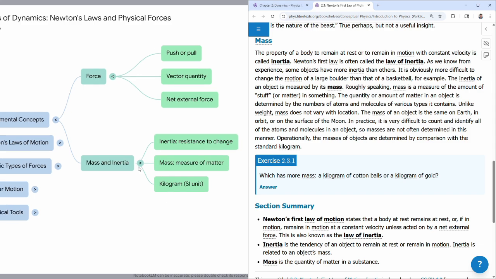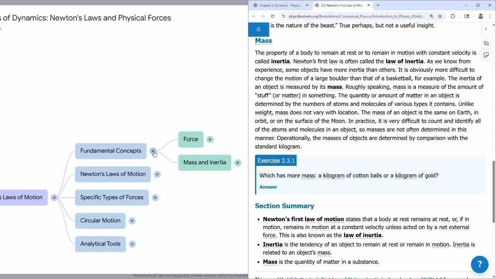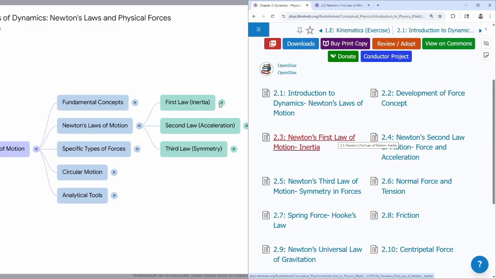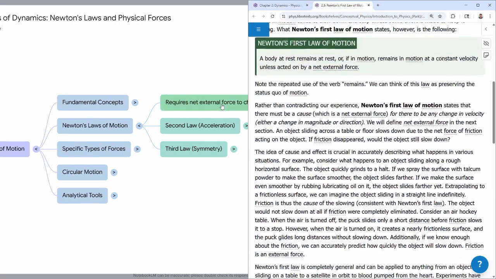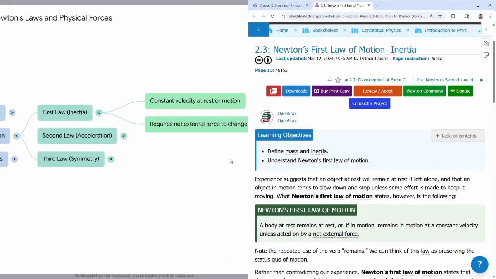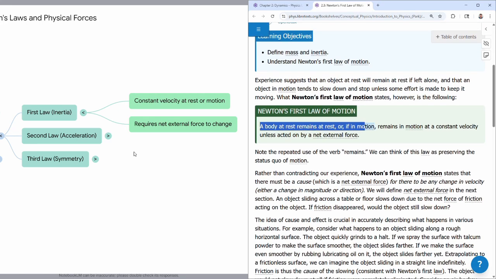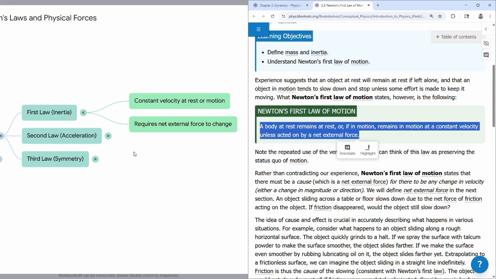Okay, so that's force and mass. Let's talk about Newton's laws of motion. There are three of them: Newton's first law, Newton's second law, and Newton's third law. They are covered in sections 2.3, 2.4, and 2.5 of the chapter, and this is what the overview is for. And Newton's first law, you might call it the law of inertia. It states a body at rest remains at rest, or if in motion, remains in motion at a constant velocity unless acted on by a net external force.